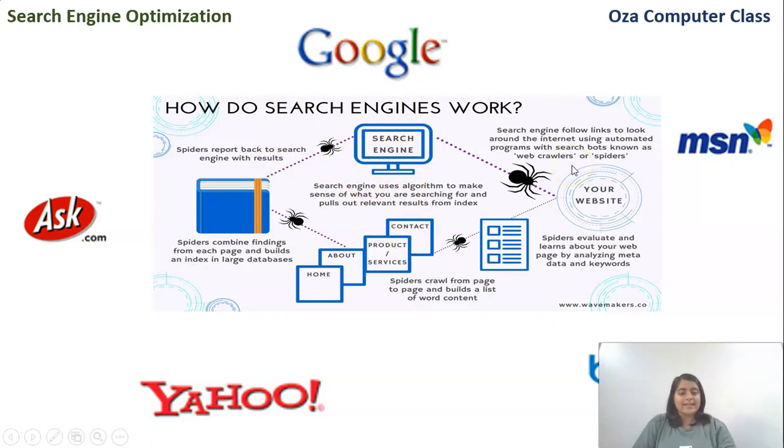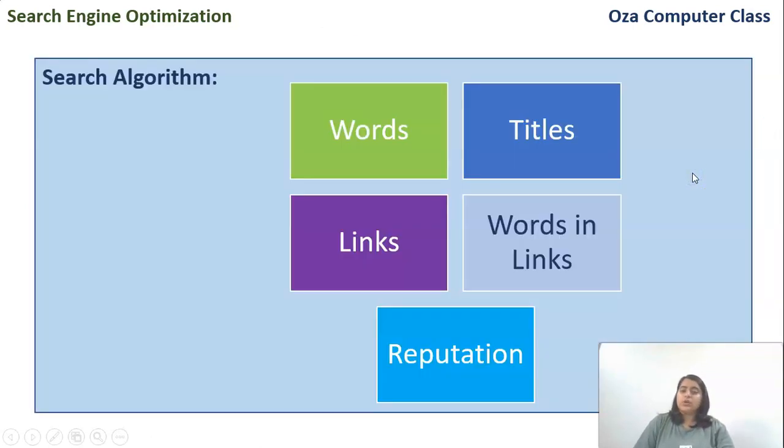Now, who decides that a particular website ranks first or comes first when you type particular words? Say for example, who decides that Amazon comes first when I type Amazon books or when I type buy books online? This is when our topic, search engine optimization, comes into the picture. Now, search engine optimization is a marketing technique through which you can increase the number of visitors visiting your websites.